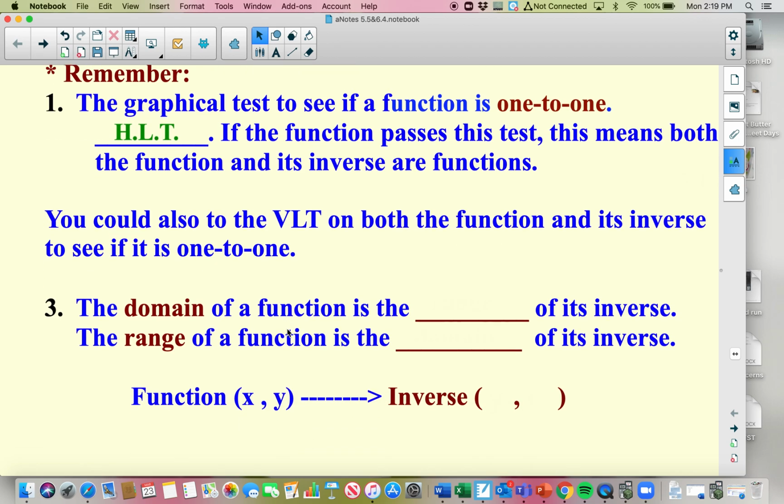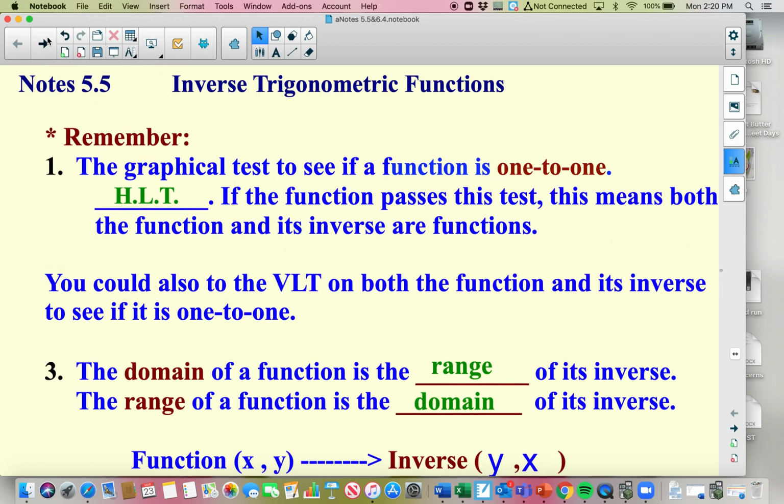Something else you should know, I guess I skipped number 2. Number 3 is that the domain of a function is going to be the range of the inverse, and the range of a function is going to be the domain of its inverse. In other words, if you have a function that's (x, y), its inverse is (y, x). That's why the domain and range are completely swapped when you look at the function versus its inverse. I'm guessing you probably recall most of that.